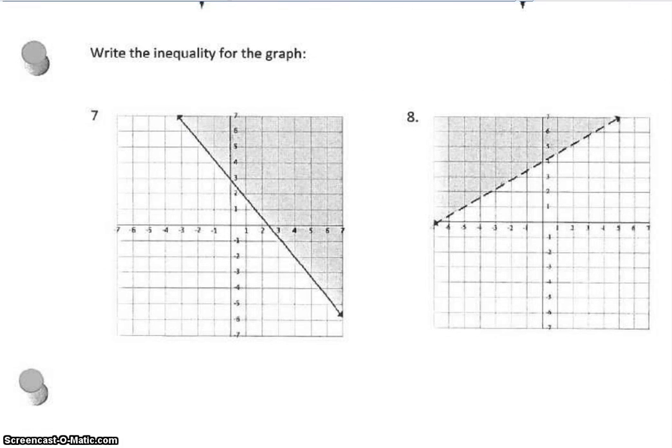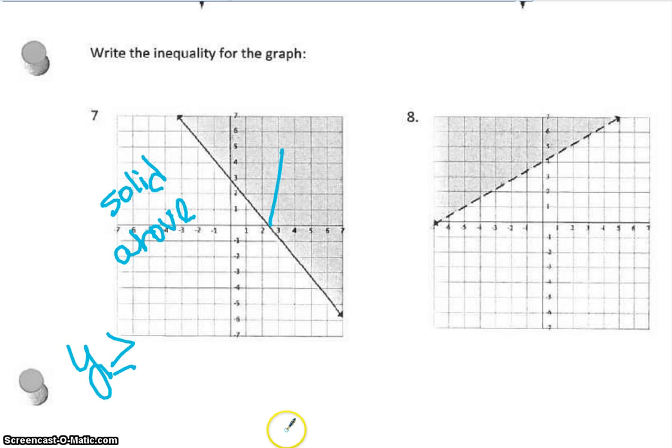If they give you a graph and want the inequality to start with, we see that it is solid and that they shaded above. And the way you know they shaded above is I put my pencil on here and I have to go up to get to the shaded area. Solid and above means its y is greater than or equal to.